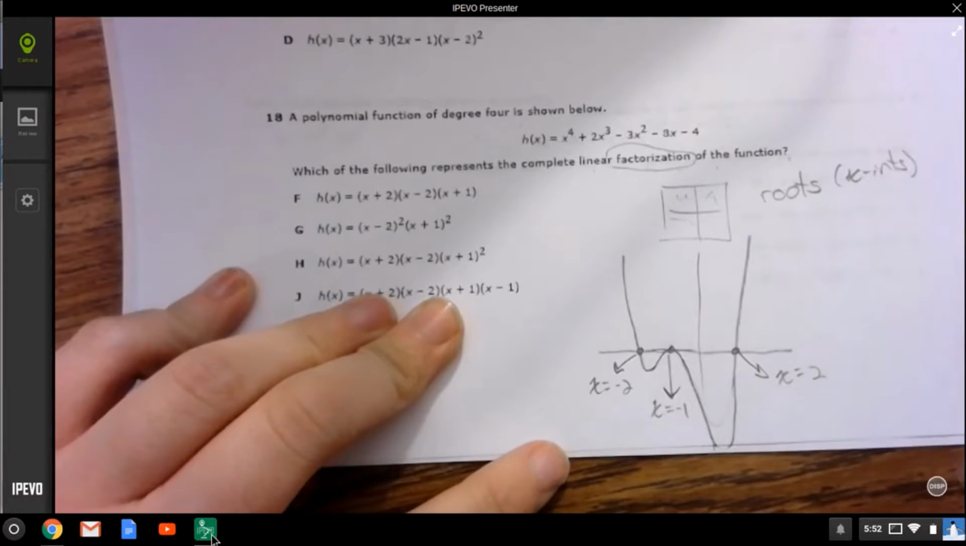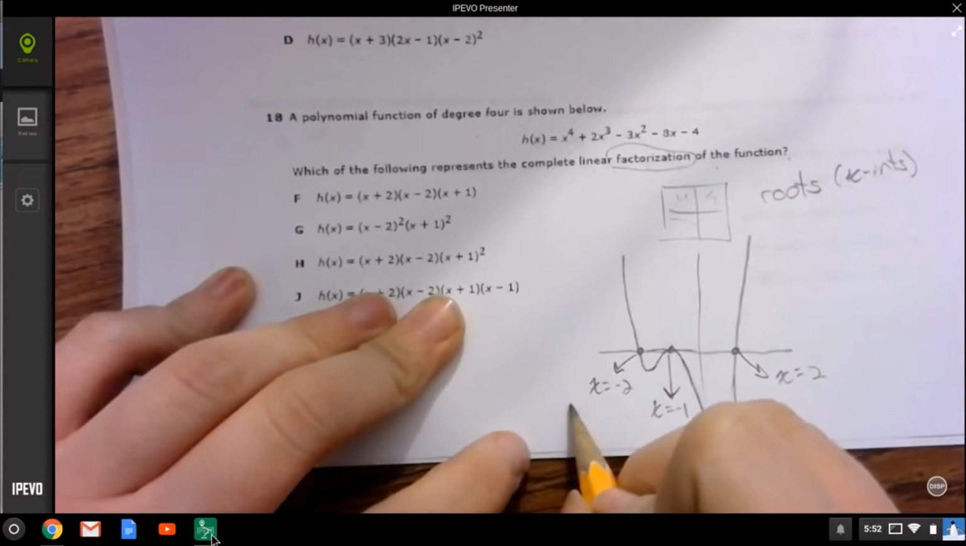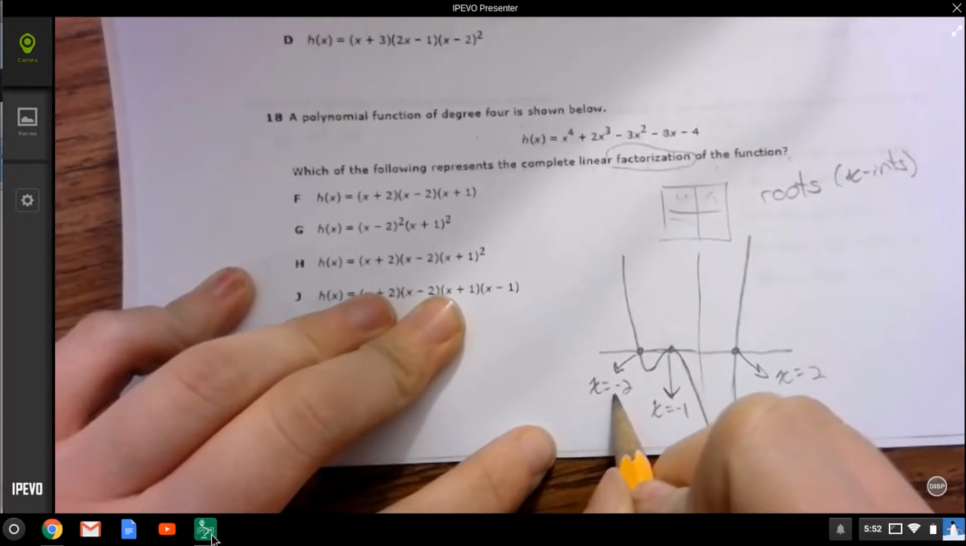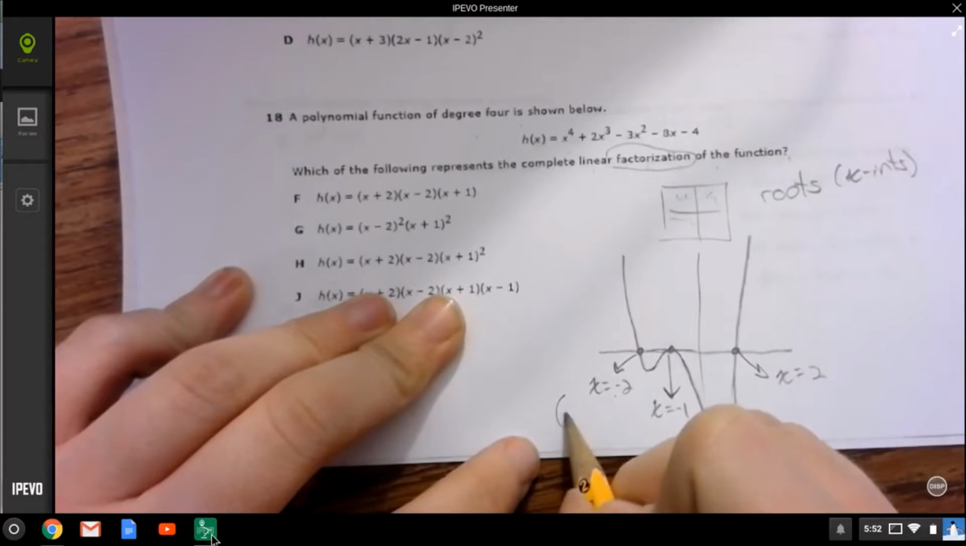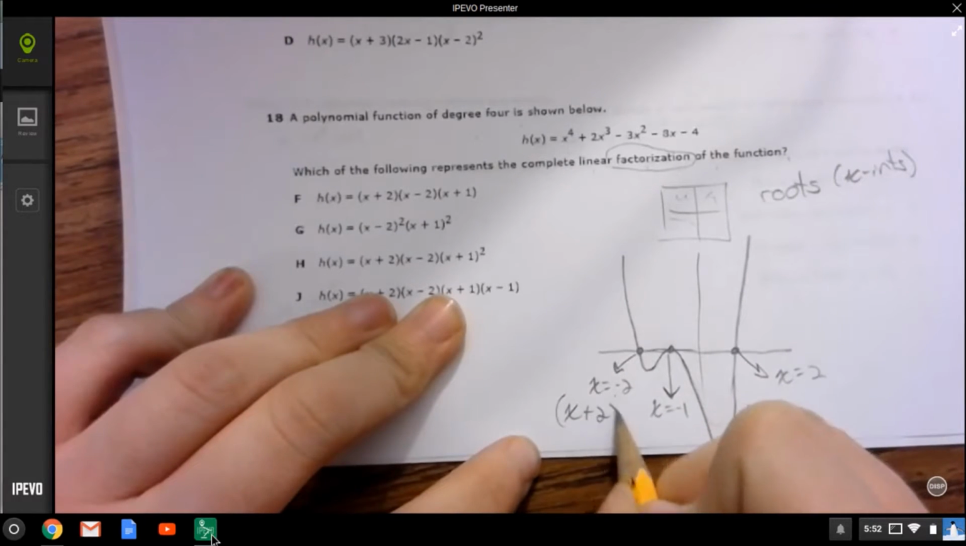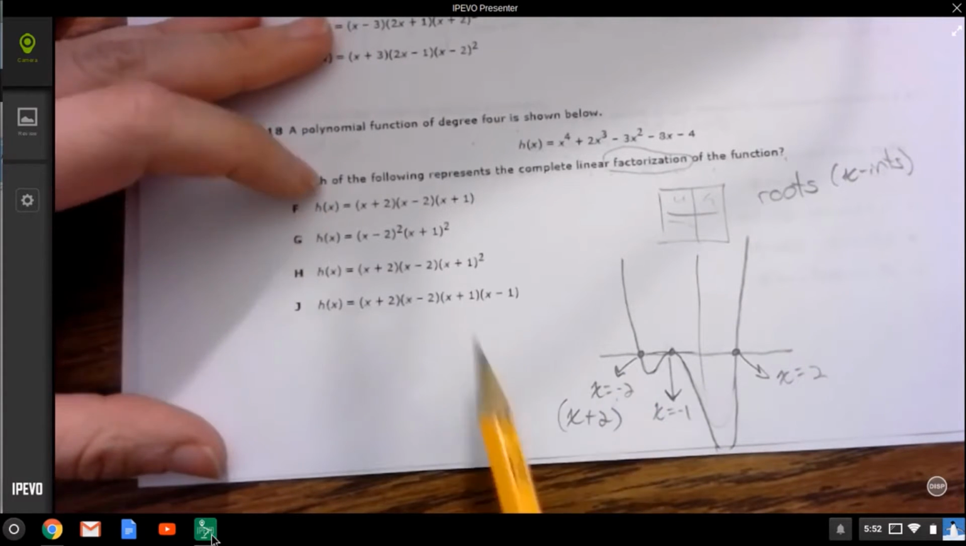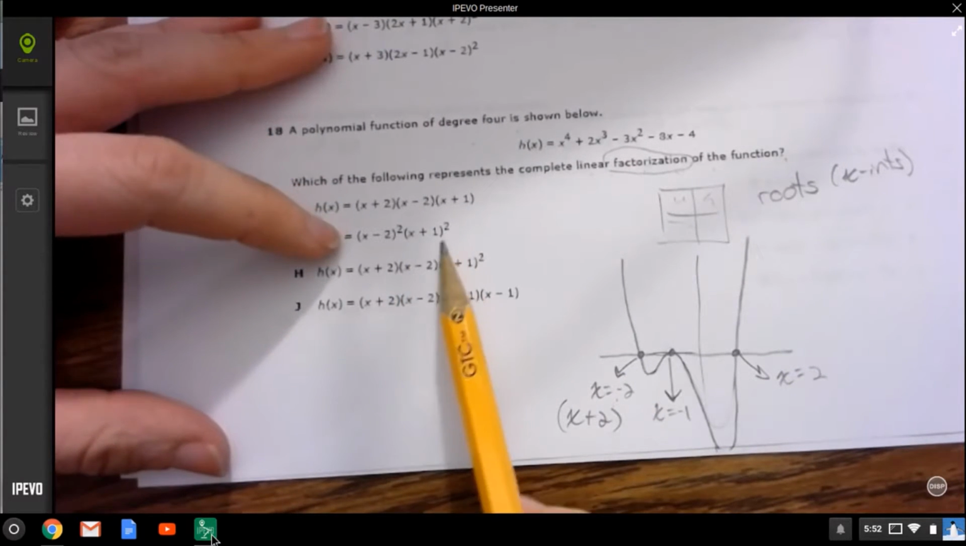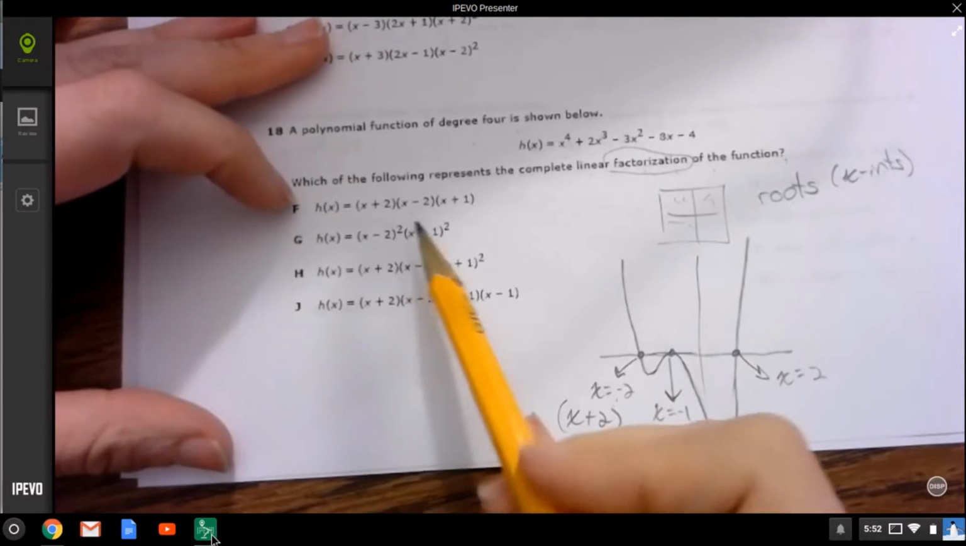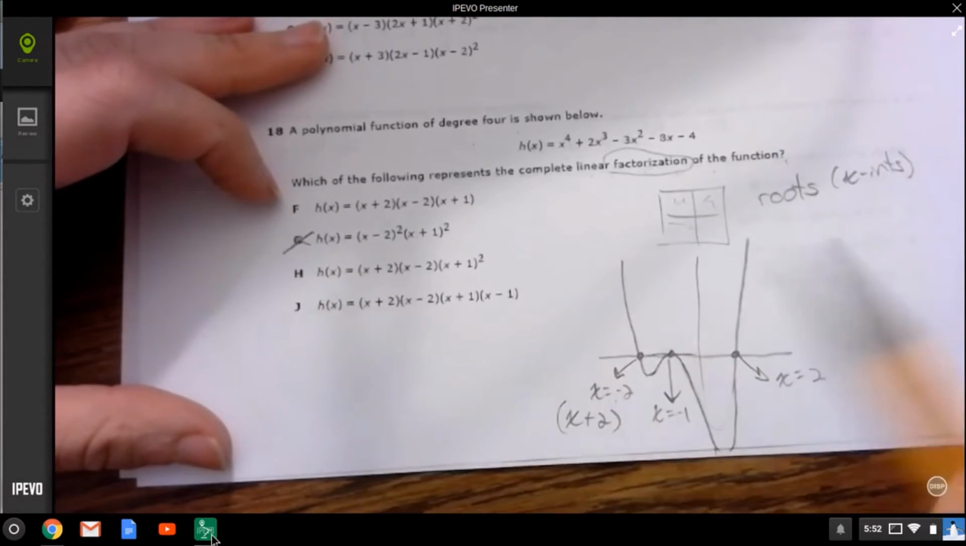Unless it's a fraction, and then you got to do a little bit more. We'll do one of those. So the root is -2. So my factor is x plus 2. So I know one of the factors of this polynomial is x plus 2. So I'm going to look at my answer choices and see, can I eliminate anything? And I can eliminate G because there's no x plus 2 there at all.